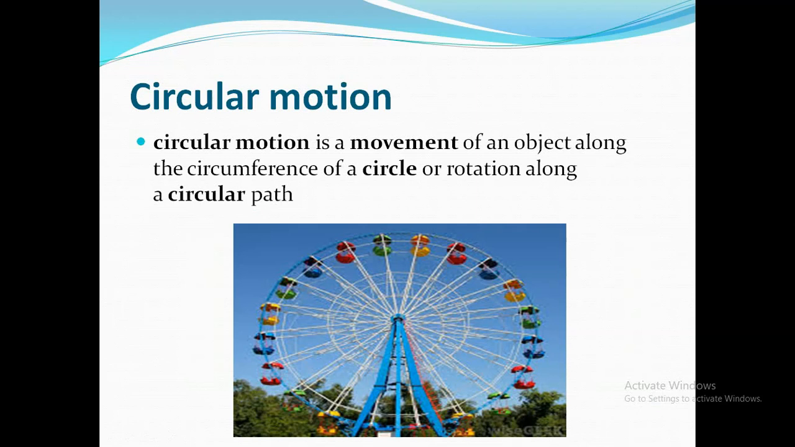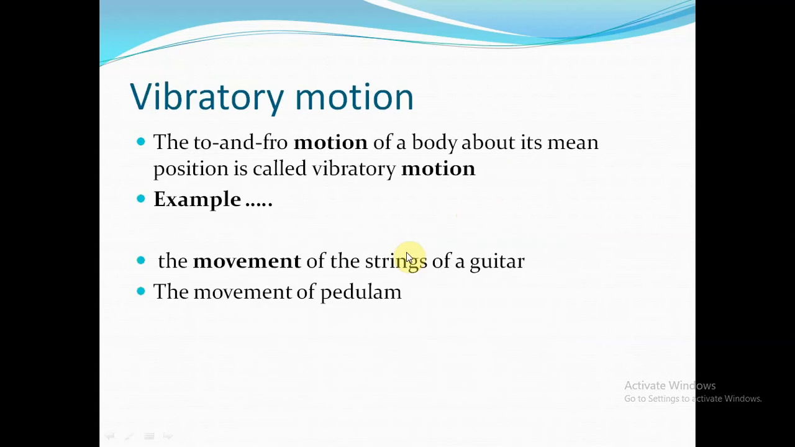Circular motion. Circular motion is also a type of translatory motion. An object moves in a circle, a rotation along a circular path. When a body moves in a circle along a circular path, it is called circular motion. You can also consider the example of a toy train which moves in a circle, or you running on a circular path. It will also be an example of circular motion, and this swing is also an example of circular motion.